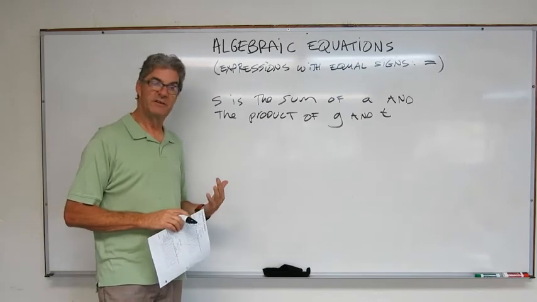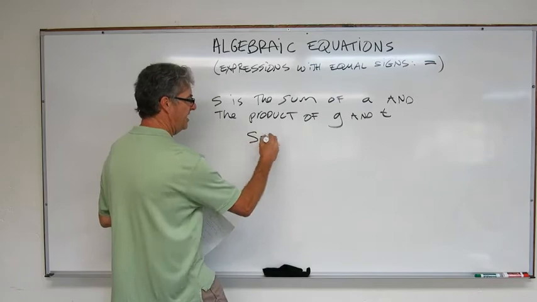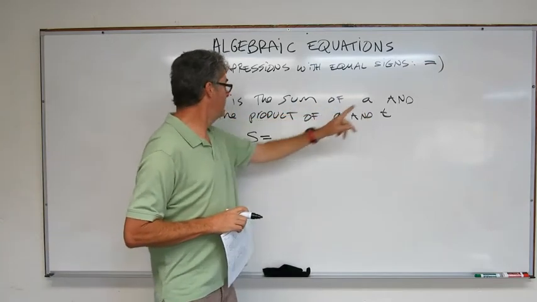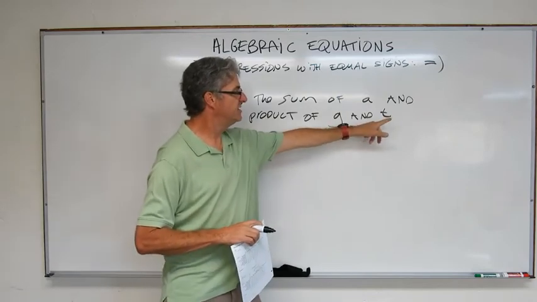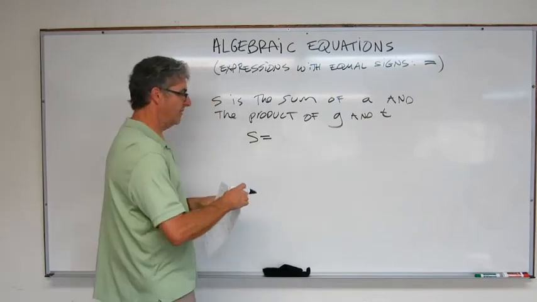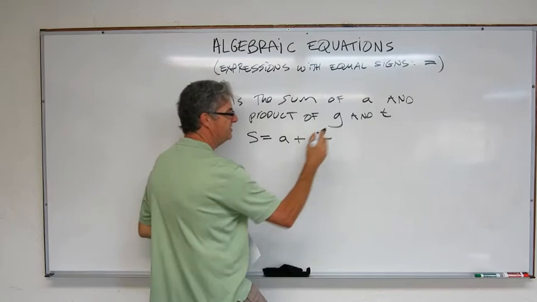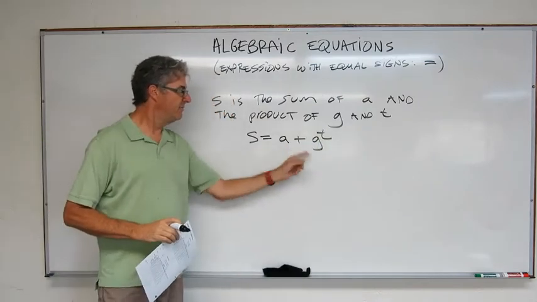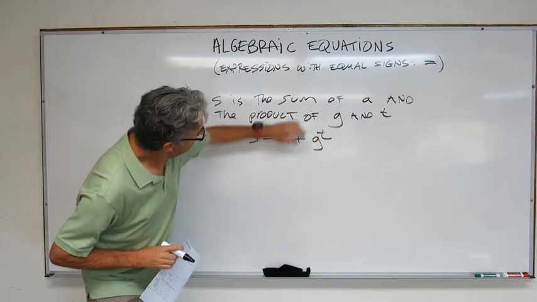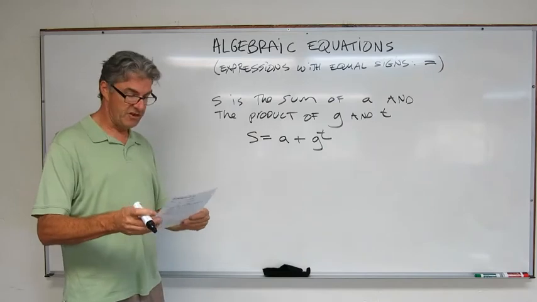Okay, let's see how you did. So S is, that gives us S equals the sum of A and the product of G and T. So we're adding A to the product of G and T. So what I'm going to do is put A plus G times T. So that's the sum, the plus, of A and the product of G and T. And that's G times T, not G to the T. Okay, let me give you another one.